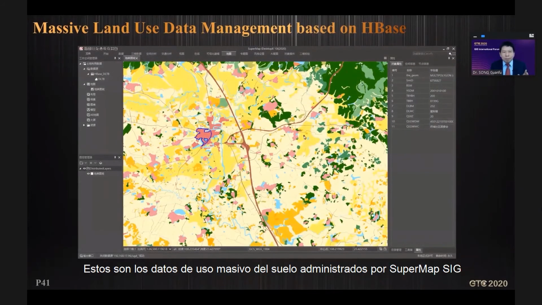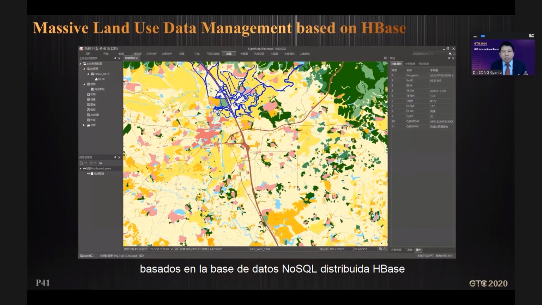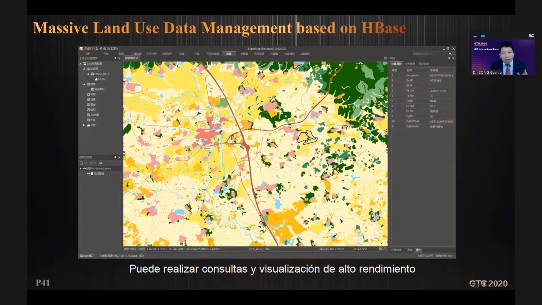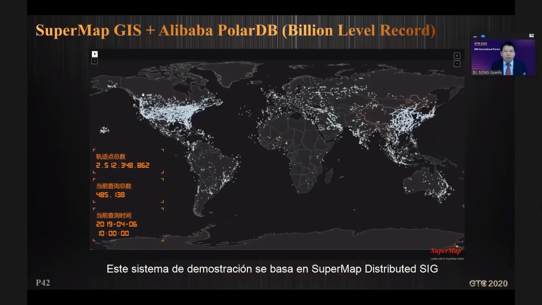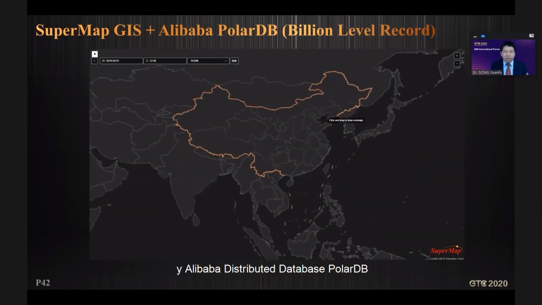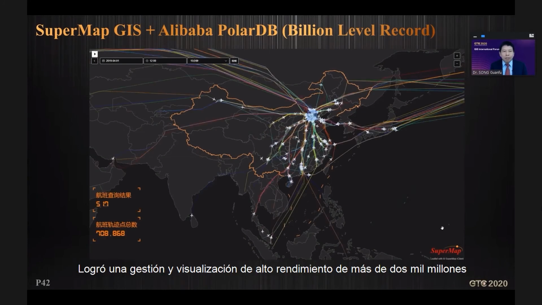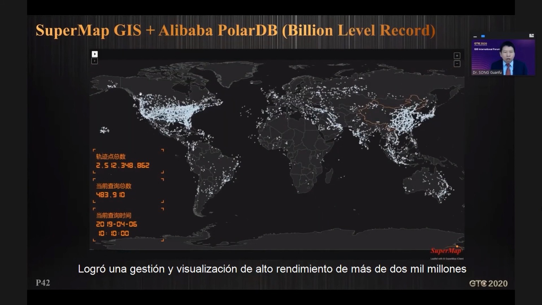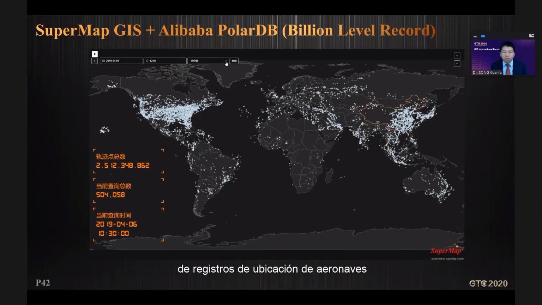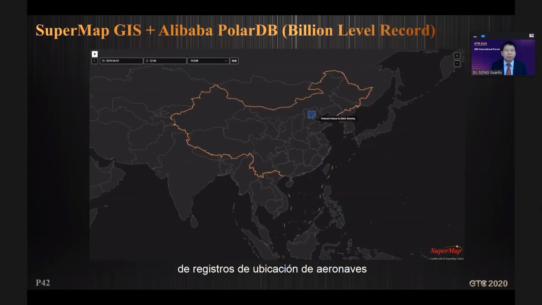This is the massive land use data managed by SuperMap GIS based on the distributed NoSQL database HBase. It can realize high performance query and visualization. This demonstration system is based on SuperMap distributed GIS and Alibaba distributed database PolarDB. It achieved high performance management and visualization of over 2 million records of aircraft location.